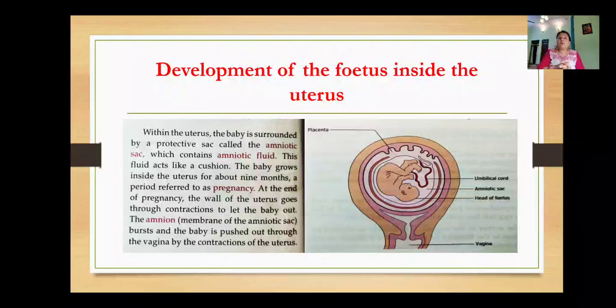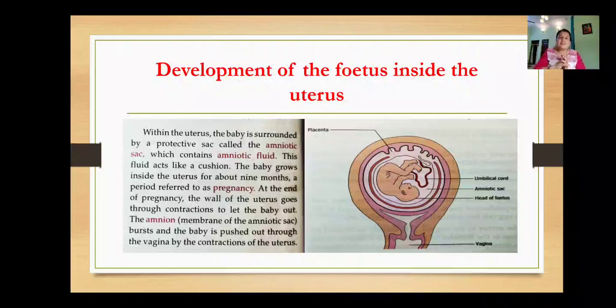Now the baby grows inside the uterus for about 9 months. So the time taken for the entire development of a zygote to a full grown fetus, a full grown baby, is almost 9 months, which is equal to 280 days. And the period is referred to as pregnancy, okay.